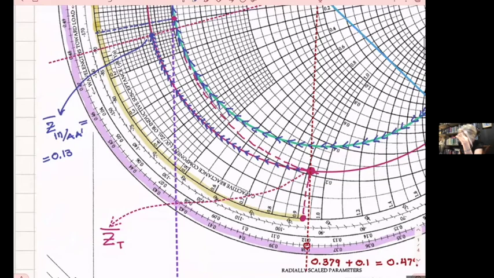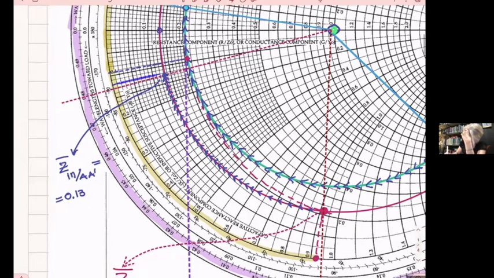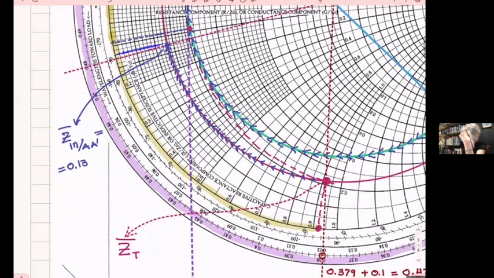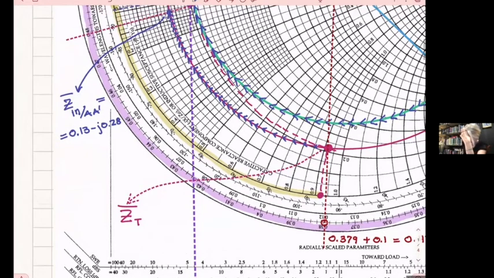And then the negative imaginary part, I need to follow, see how I'm going. I'm going to follow this line. And I'm going to read this, and it's 0.2 there, 0.22, 24, 26, 28. It's 0.2. Okay.